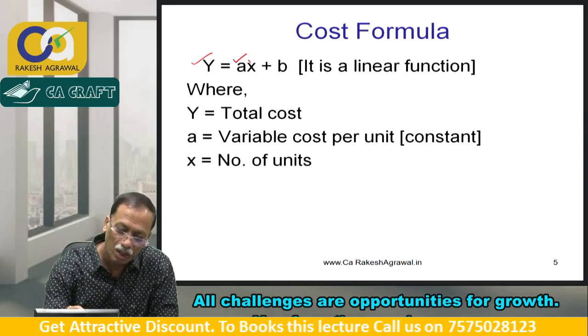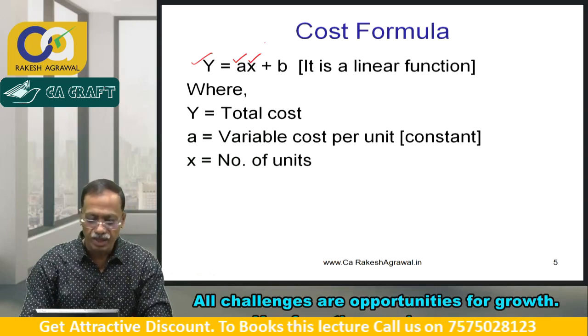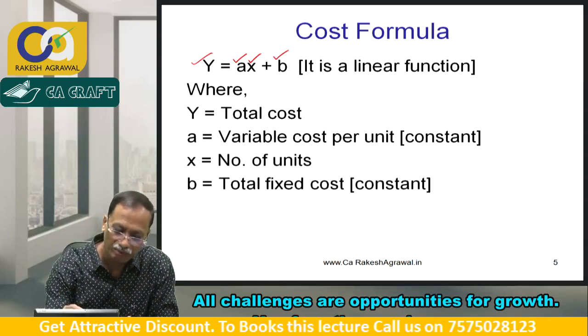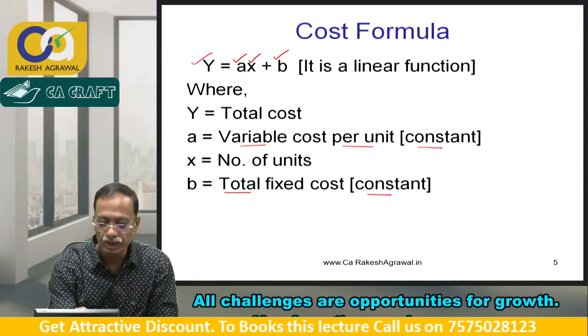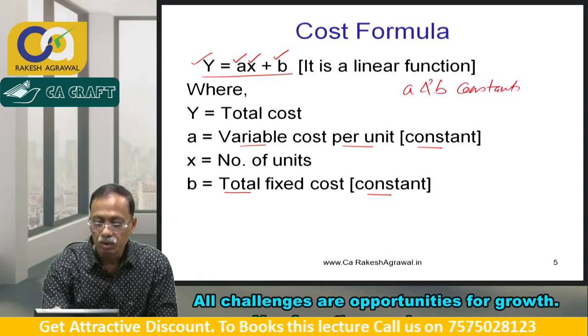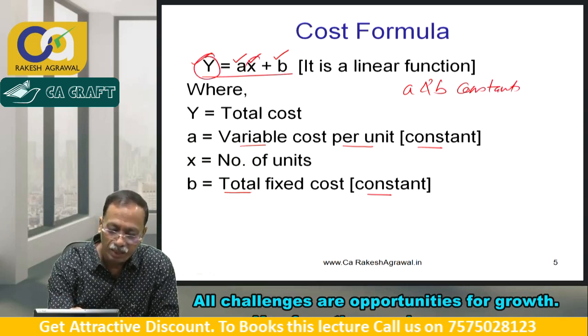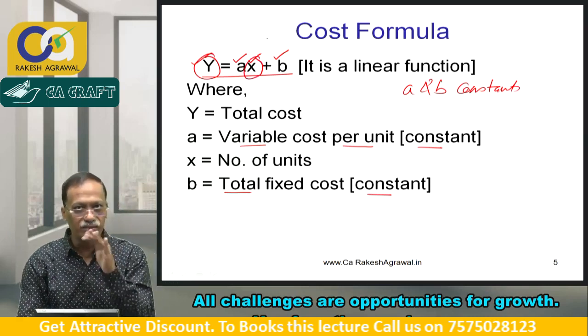X stands for number of units, which can change. Number of units may increase or decrease. And B is your total fixed cost, which is constant. Please remember, fixed cost is total, which is constant, and variable cost is per unit, which is also constant. It means in this equation y is equal to ax plus b, A and B are constants, so they won't change. So which values will change? Values of only x and y will change. It is also known as y is a function of x.